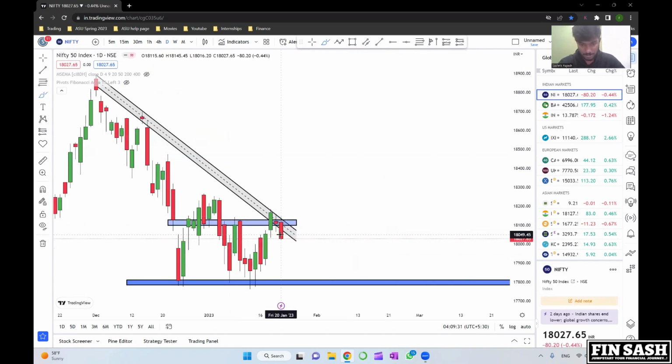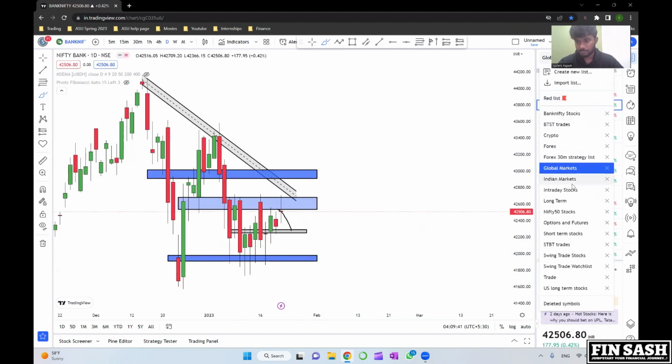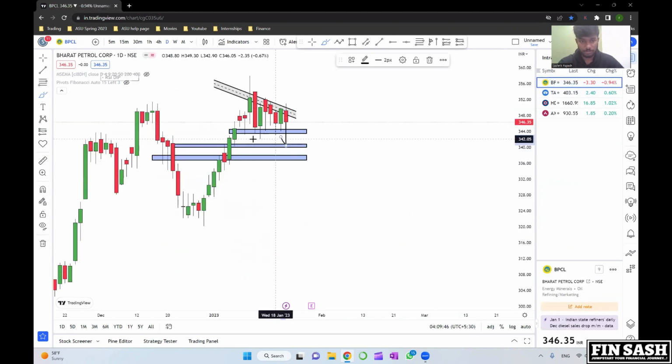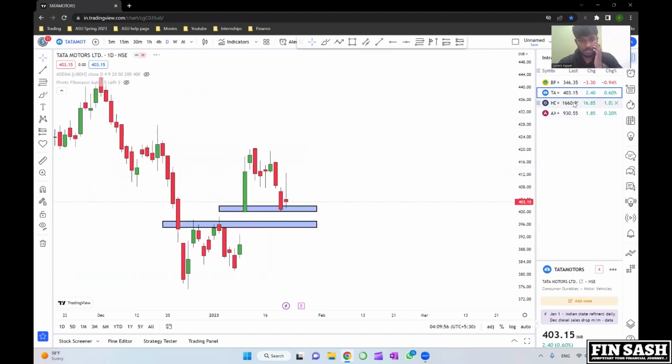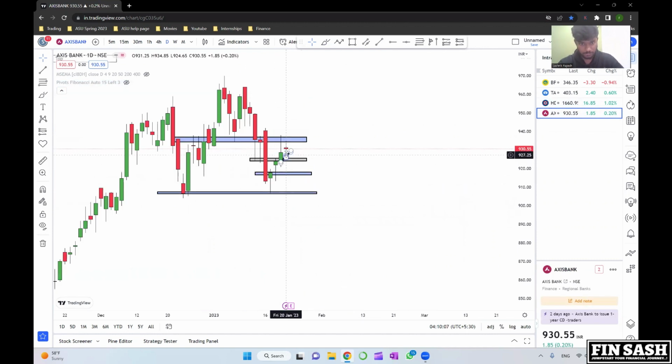Nifty again, similarly, I'll wait for another level retest somewhere here, and then this is my target. Intraday stocks, BPCL for a bearish move. This is my first target. This is my second target. Tata Motors, again, gap filling trade. HDFC for a bearish move. Axis Bank, again, for a bearish move.